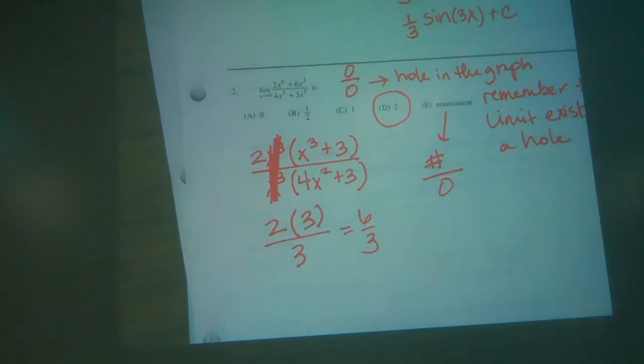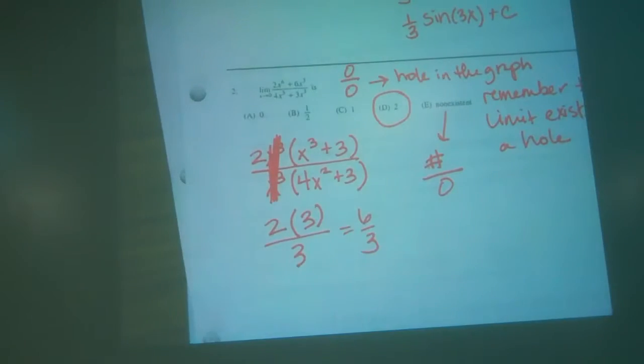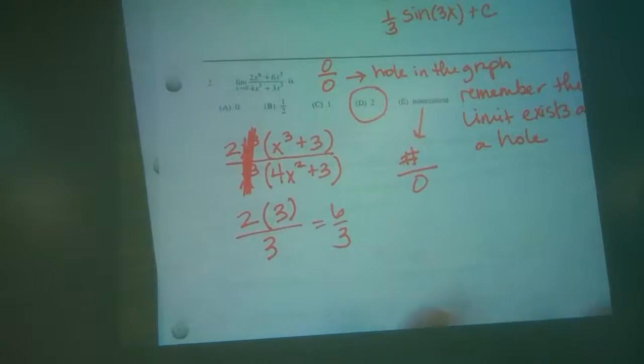Limits were the very first thing we did, so it's been a really long time. But we talked about whenever we get 0 over 0 that we should try factoring or rationalizing or something so that we can substitute. We plugged in 0 because we were doing the limit as x approaches 0.